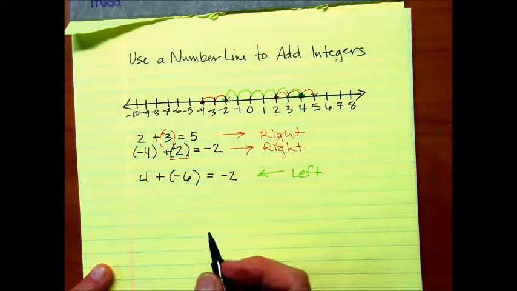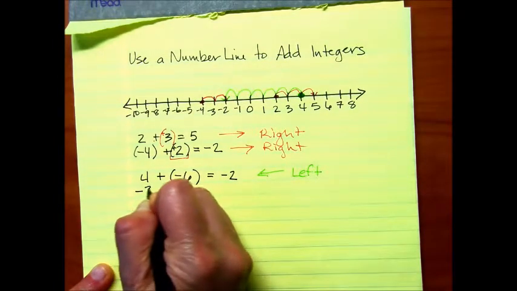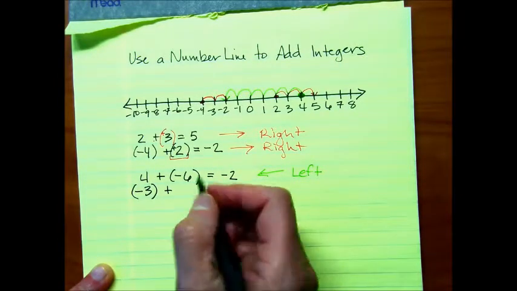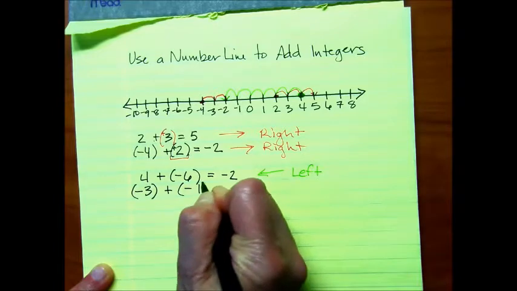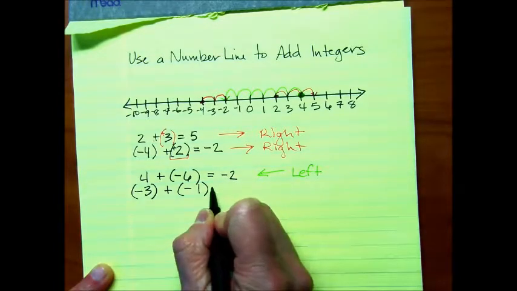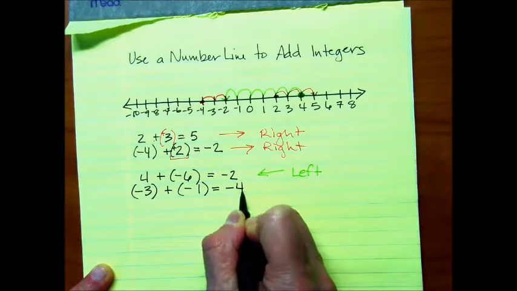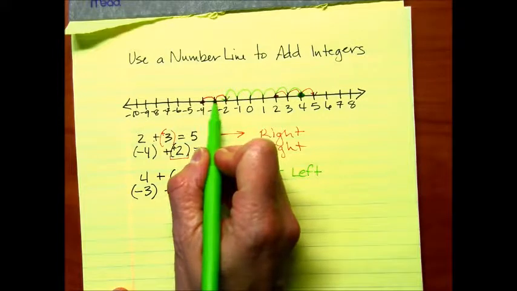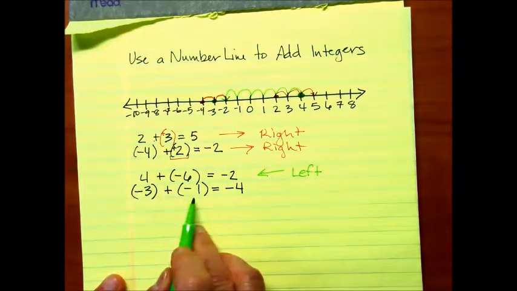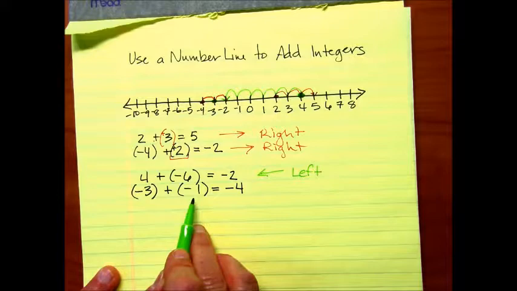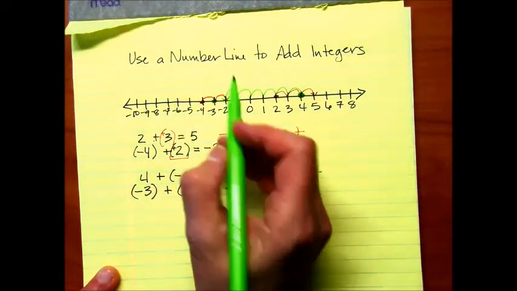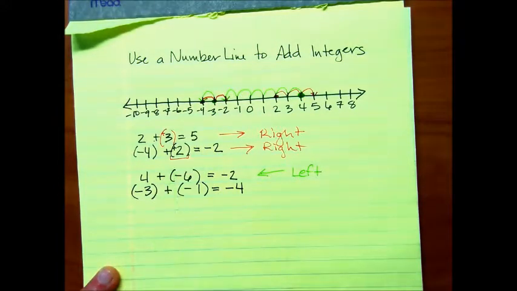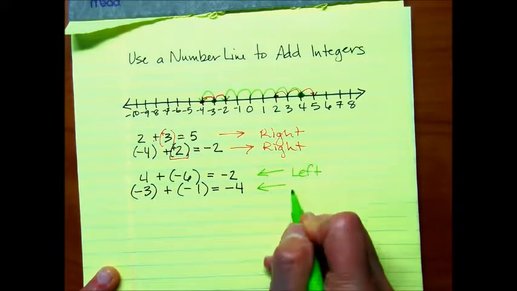Let's try another problem. Let's say we have negative 3 and I want to add to that a negative 1. Well, I know my answer is going to be a negative 4. Here's our negative 3, and I want to add a negative number, so I'm going to do the opposite of going to the right. I'm going to the left, negative 1, and that brings me to negative 4. Again, I moved to the left.